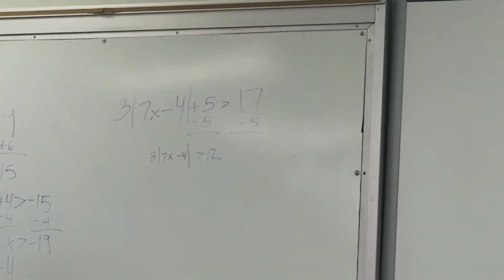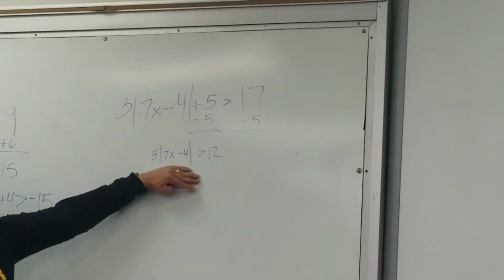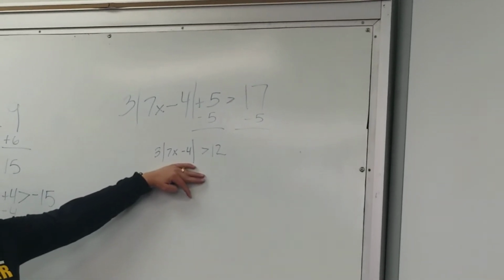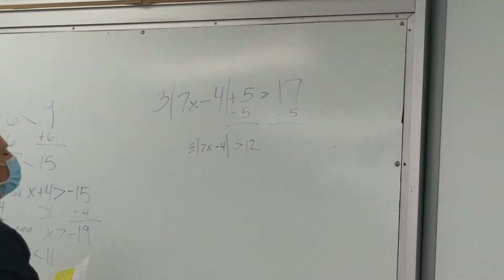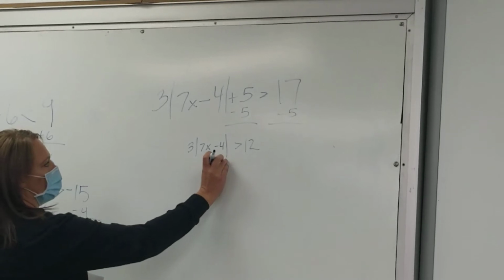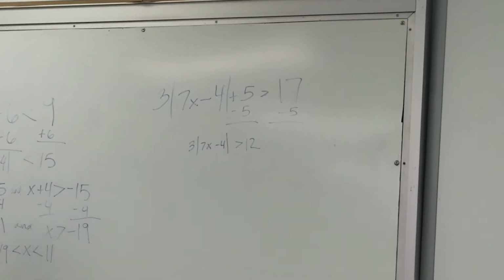So we have 3 times the absolute value of 7x minus 4 is greater than 17 minus 5, which is 12. Is my absolute value alone yet? No, my absolute value is not alone yet. So what do I have to do next? Divide. Good job, Callie.